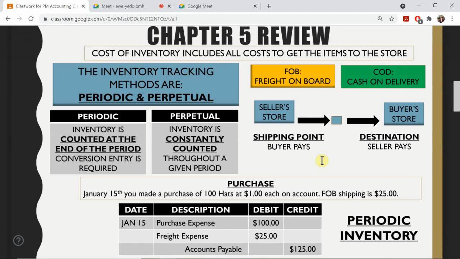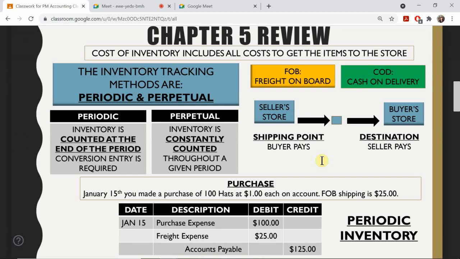Now, in regards to calculations, right, as we saw on the Scratch worksheet, I will be testing you on all 3 costing methods, okay? So under periodic, we learned that there are 3 costing methods, which is the LIFO, FIFO, and weighted average, okay? So again, making sure that you understand that the cost of the inventory will include all costs it takes to get the item to the store.